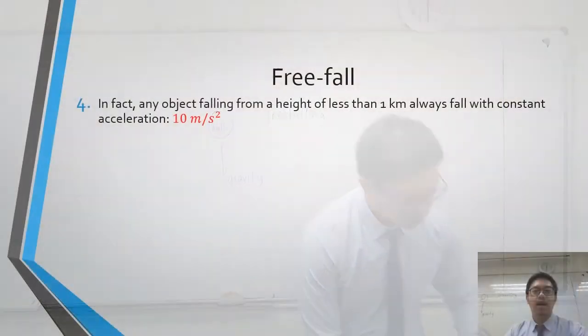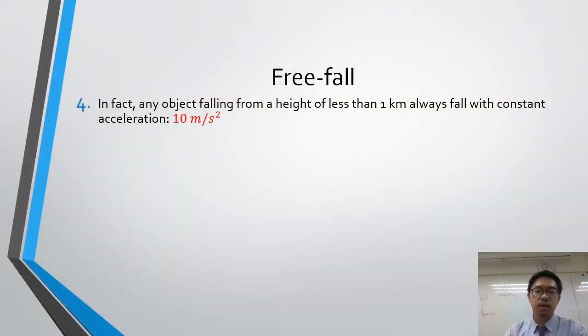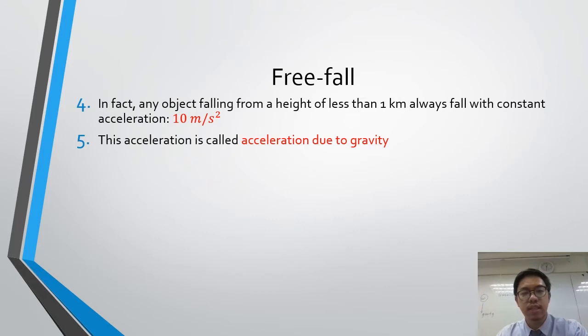All right. So the thing that you need to know when objects are falling due to free fall is that they all have the same acceleration. And this acceleration is 10 meters per second squared, right? So all objects, no matter what's the size, the shape, or how heavy it is, it always falls at 10 meters per second squared on Earth, right? So this is on Earth, always 10 meters per second squared. And this acceleration is called the acceleration due to gravity.